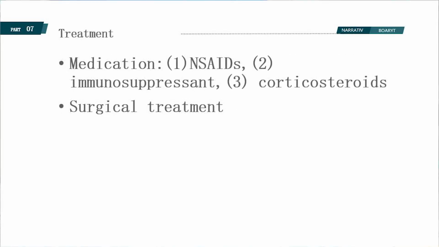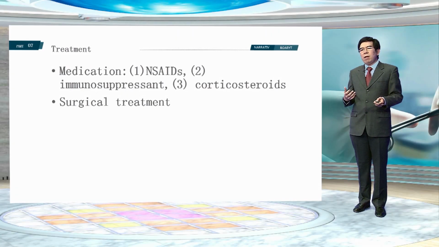The medication should be 3 points. The first is NSAIDs. The second is immunosuppressants. The third is corticosteroids. And the most important is the surgical treatment. We can use the replacement of the joint.